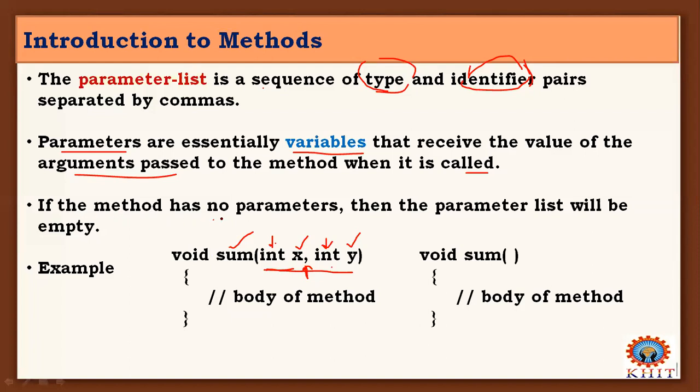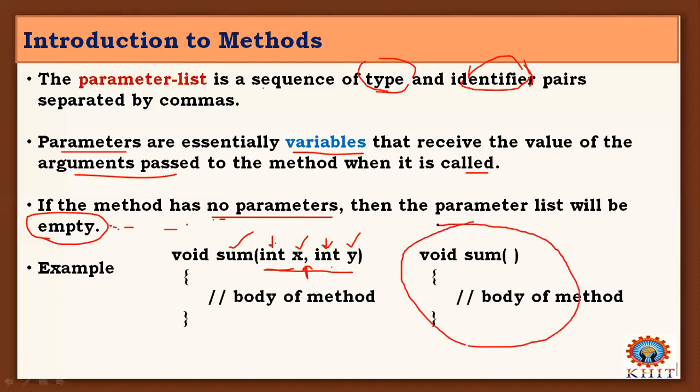If a method has no parameters, then the parameter list will be empty. You can see this type of representation here in this example method. Here it is, some method having return type void, and there are no parameters to be passed when it is called. So here the parameter list is completely empty. Understood?